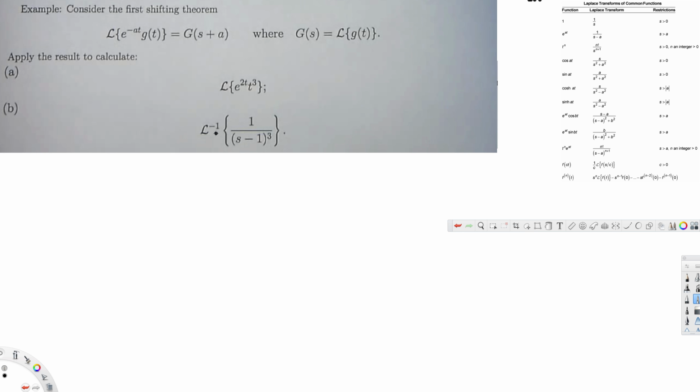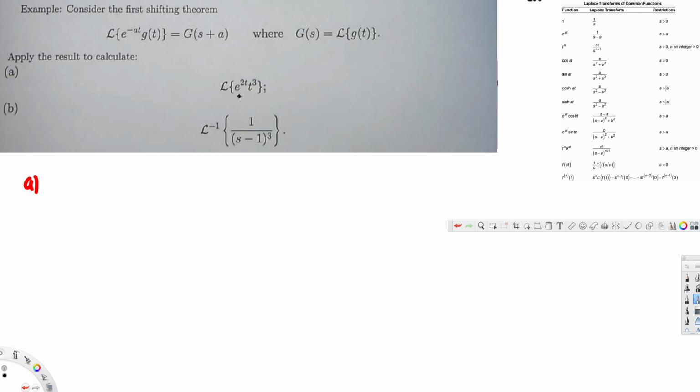Let's do this one by one, so it will be clear. Let's look at the first one. First one is we have Laplace of e power 2t t cube. Now we are going to convert this into the s world. To convert this, first we have to know what is our a value.